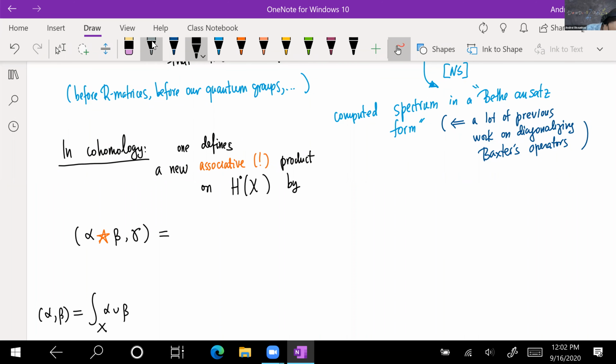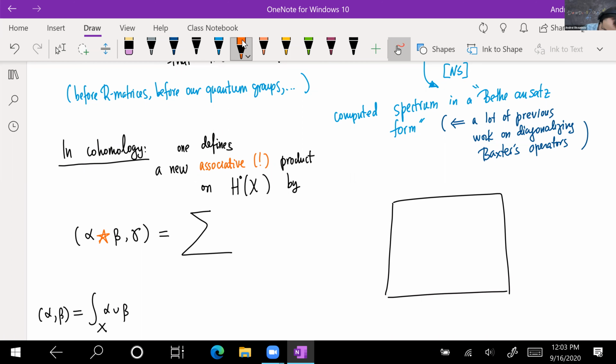So maybe I'll write it schematically. The sum over what? Sum over three-pointed rational curves. So if this is my X, in my X I'll have a rational curve of some degree d, the degree of that curve.